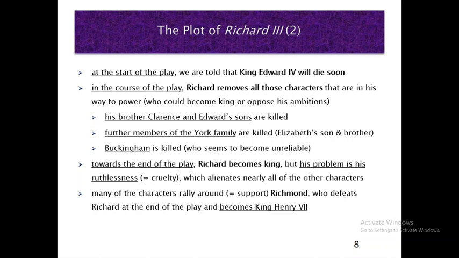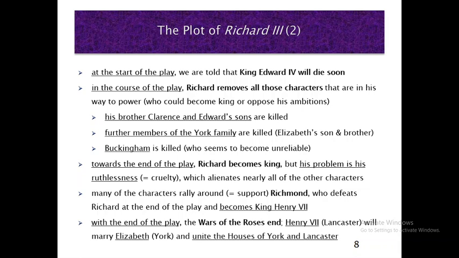And many of the characters rally around, that basically means support, so they start to support Richmond, and Richmond defeats Richard at the end of the play and becomes King Henry VII. And with the end of the play, the Wars of the Roses also end, and Henry VII, from the House of Lancaster, will afterwards marry Elizabeth from the House of York and unite the houses of York and Lancaster.